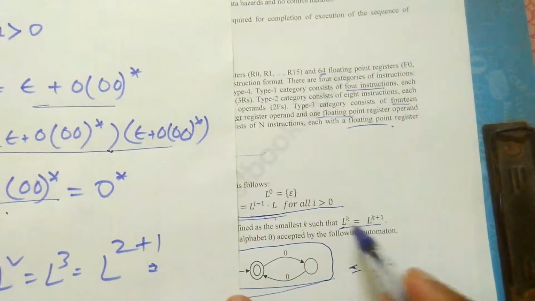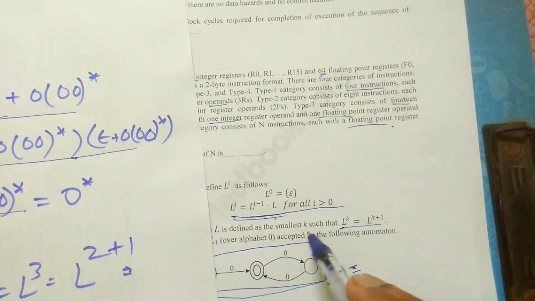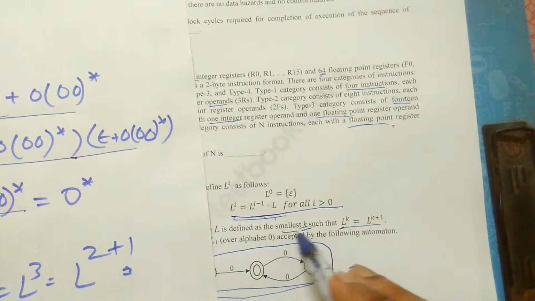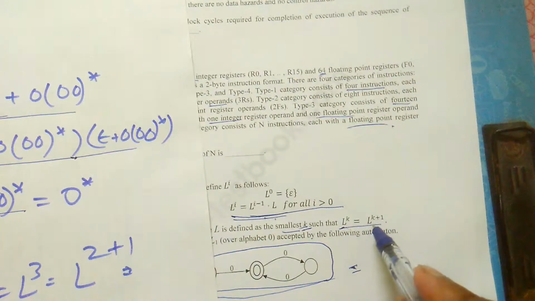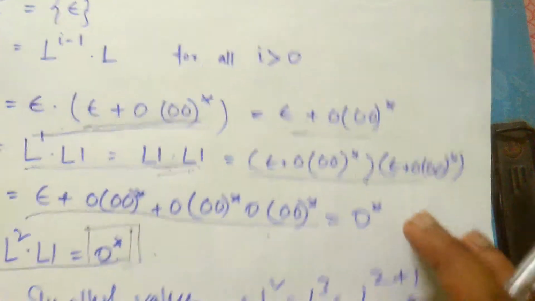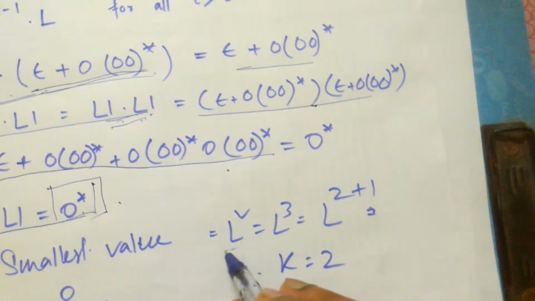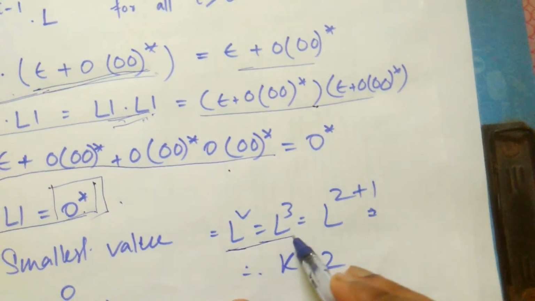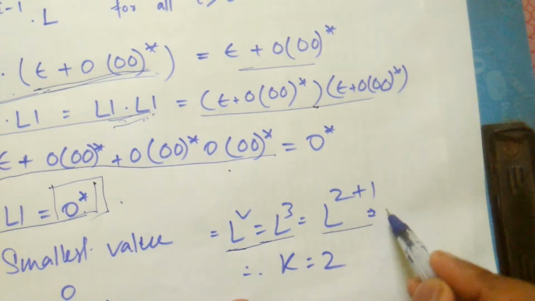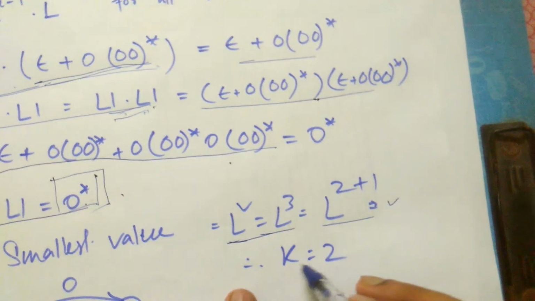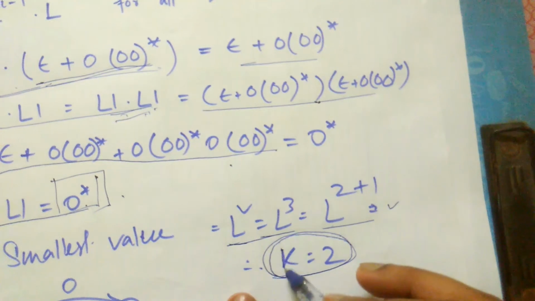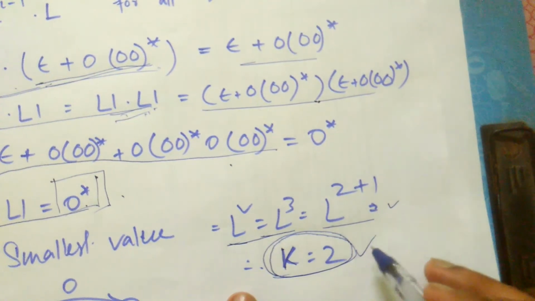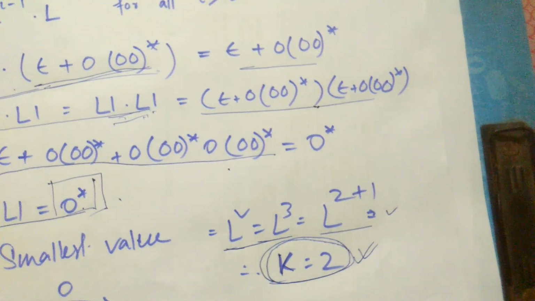In the question it is given: what is the smallest value of k for which L to the power k equals L to the power k plus 1. From here we get that L square equals L cube, that is L to the power 2 plus 1. So it is satisfying the equation. So the smallest value of k is 2. So for this question the answer is 2. Okay, thank you.